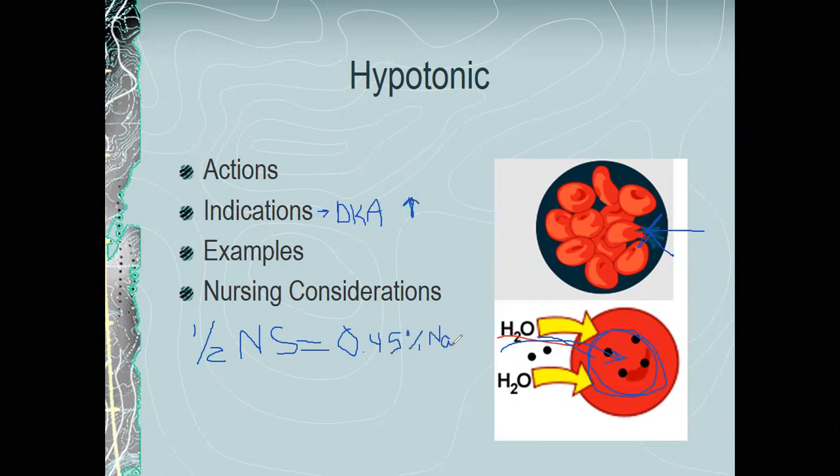Sodium chloride. And then your other solutions are going to be anything less than that. So any salt solutions less than that 0.5%. So you may see 0.33 or 0.25, but any of those that are less than the normal saline are going to be hypotonic.